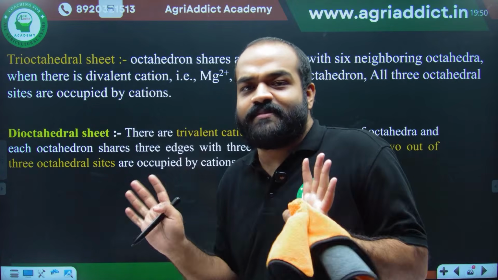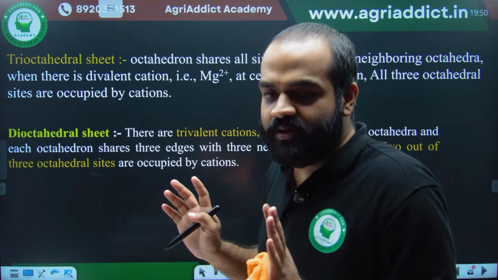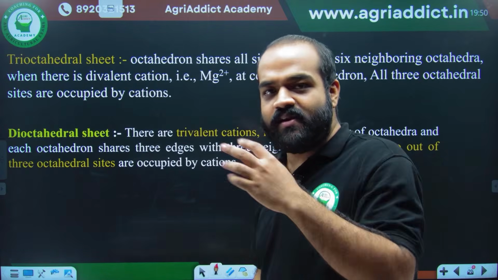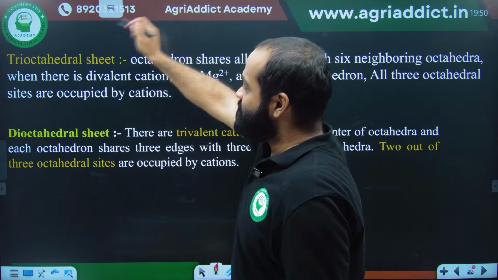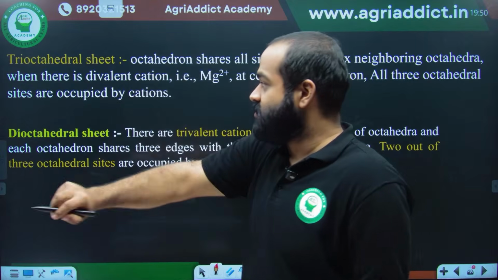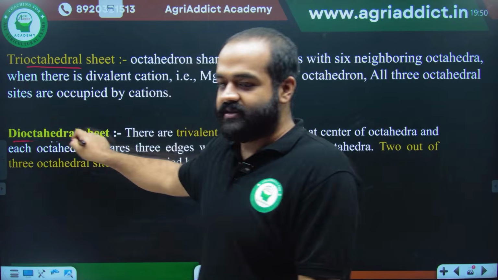In tetrahedra there is no such problem. Tetrahedra is a single type only. It will form bonds with 4 neighbors, it is happy in its life. But octahedra has 2 types. You all know. One is trioctahedra, one is dioctahedra.